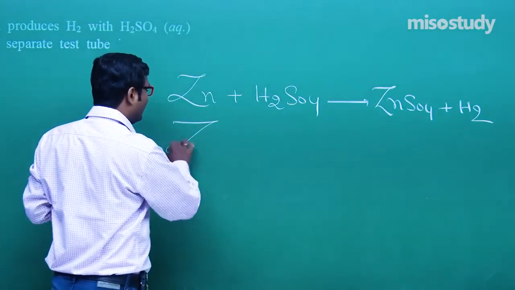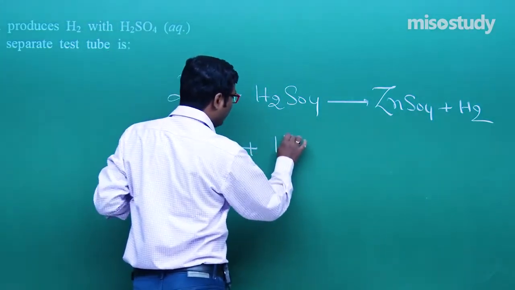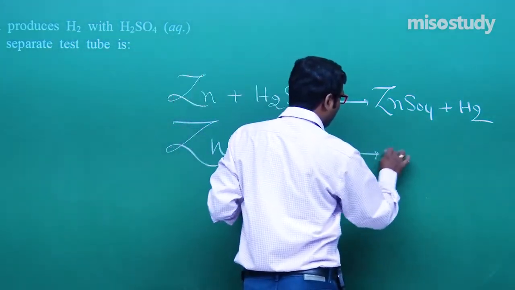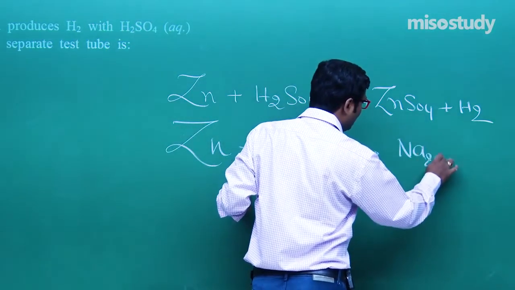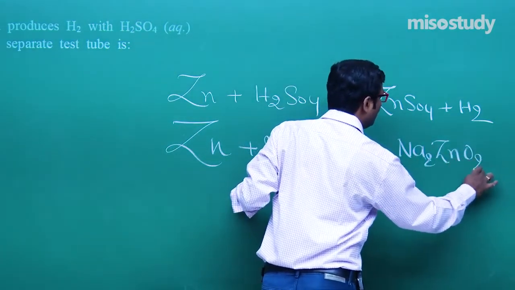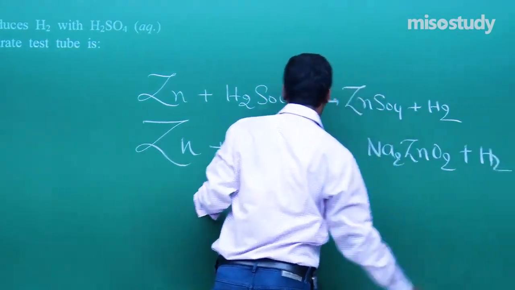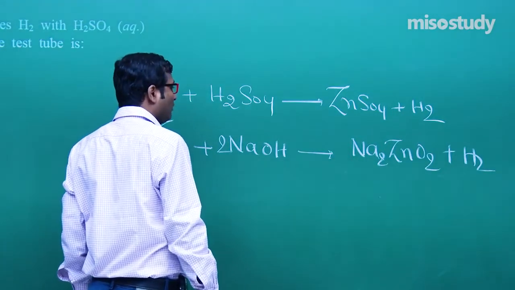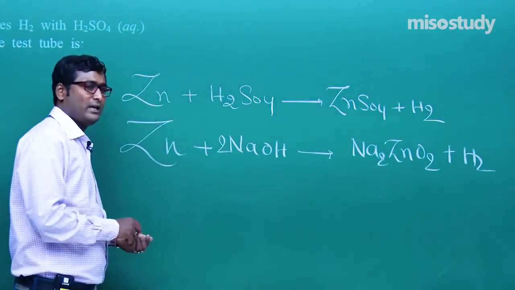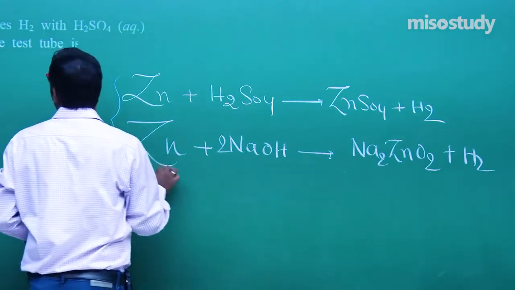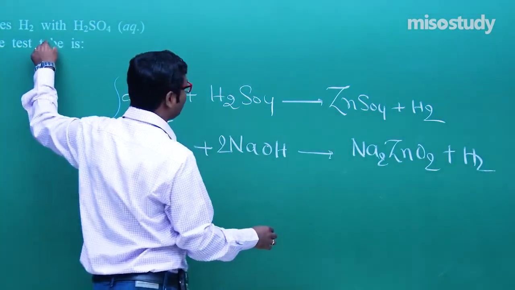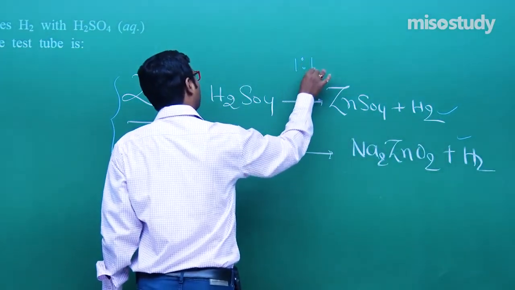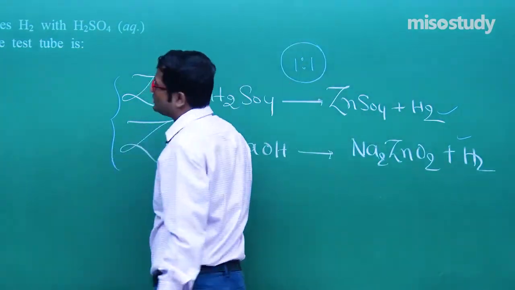Now, when Zn is treated with NaOH, it forms Na2ZnO2 plus H2. Clear to you? In both the cases, Zn reacts and releases H2 gas, and the ratio of hydrogen liberation in both the cases is 1:1.